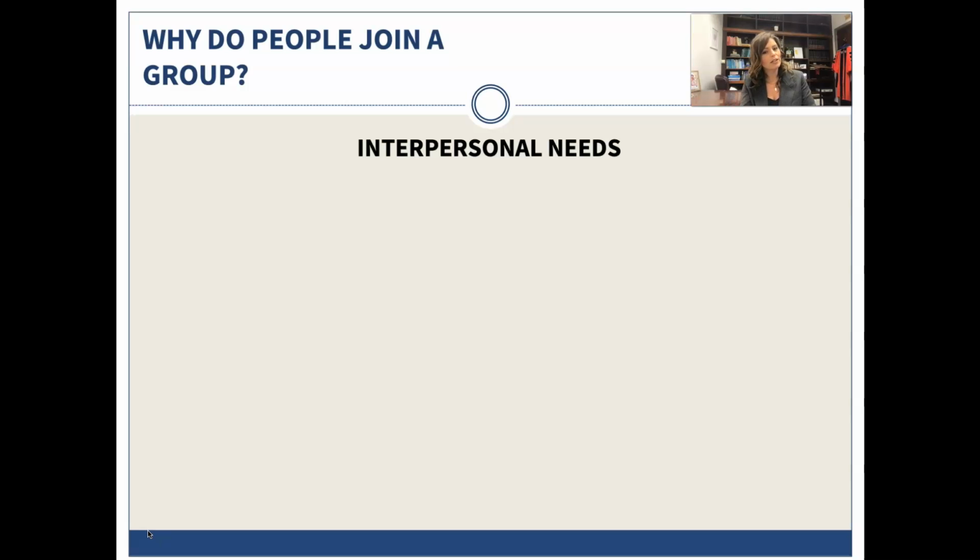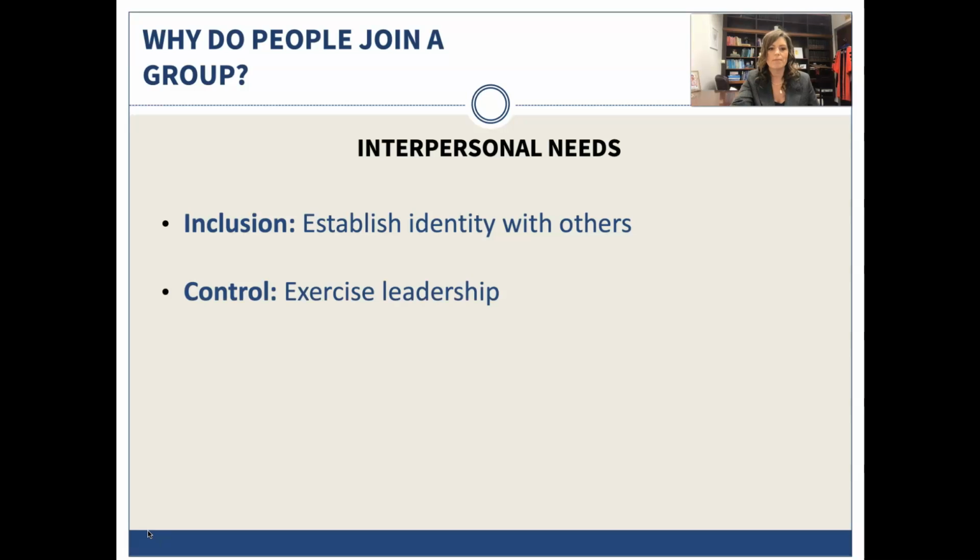Another reason why people join a group, interpersonal needs. Have you heard the phrase, no man is an island? Or we can update it to 2021, no person is an island. It's important to belong. It helps us to fulfill a sense of purpose. And inclusion is a really big deal. We'll save Maslow's hierarchy of needs discussion for next week, but this is based on the work of William Schultz. Establishing identity with others to be accepted by others is a huge part of group membership.